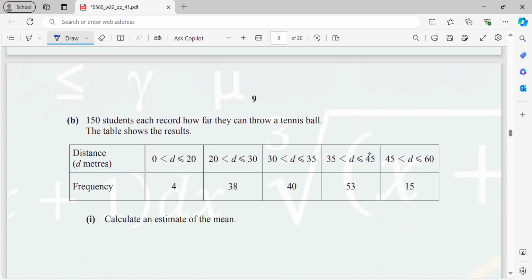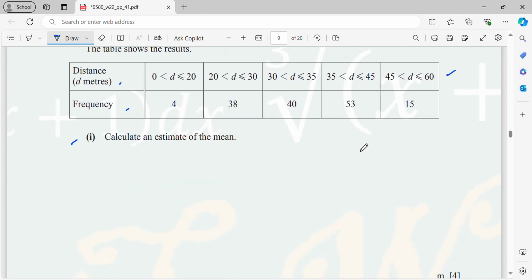Now part B. 150 students each record how far they can throw a tennis ball. The table shows the results, giving the distances in meters and the frequency. First part, calculate an estimate of the mean. Alright, for the mean, we need the midpoints. These are class boundaries, right? So I will say class limits. From here, I need to calculate the midpoints and the frequency f.